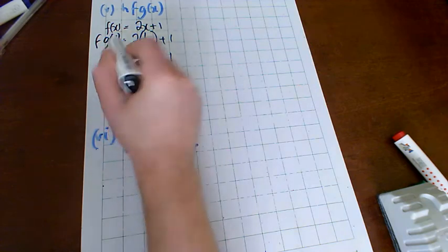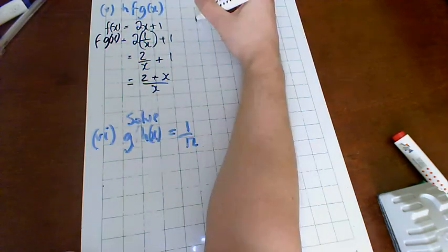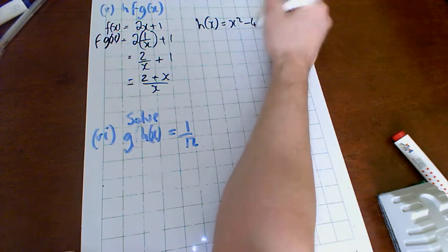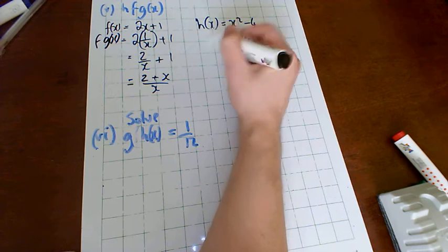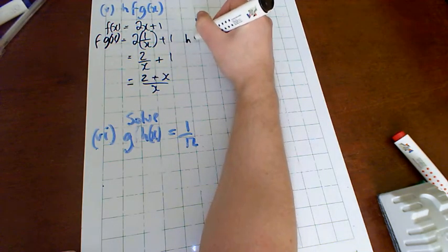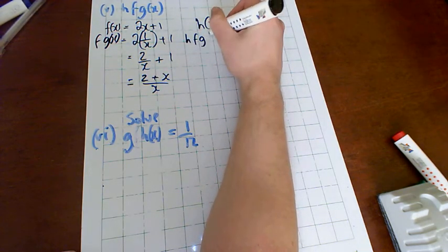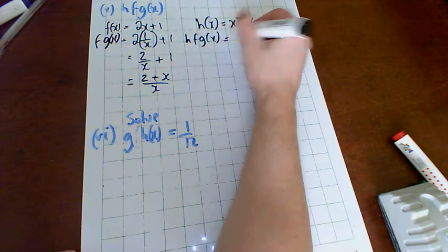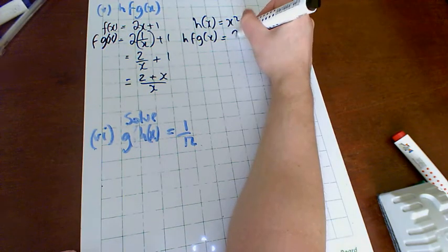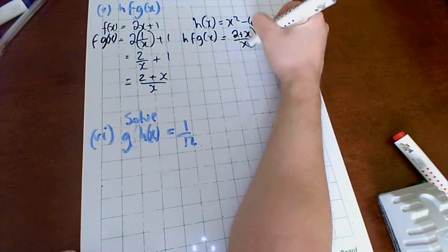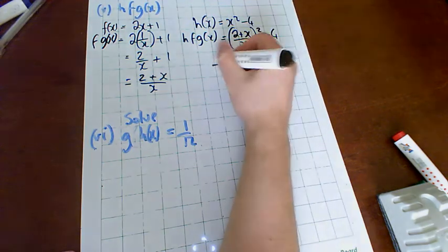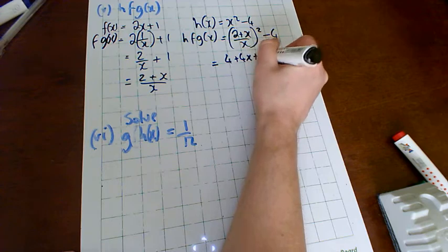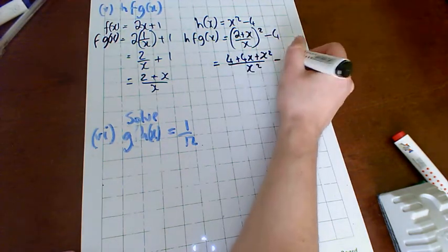So this is my fg of x. I want to substitute this into my h function. My h of x function, going back to the original, is x squared minus 4. And instead of an x squared, I'm going to put in 2 plus x over x. So the h of f of g of x, we already worked this out, is (2 plus x over x) squared minus 4. Multiply that out, we end up with 4 plus 4x plus x squared all over x squared, minus 4.